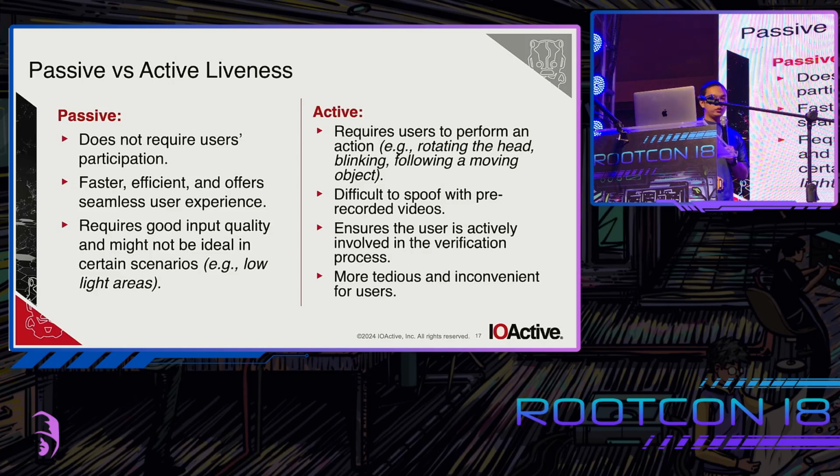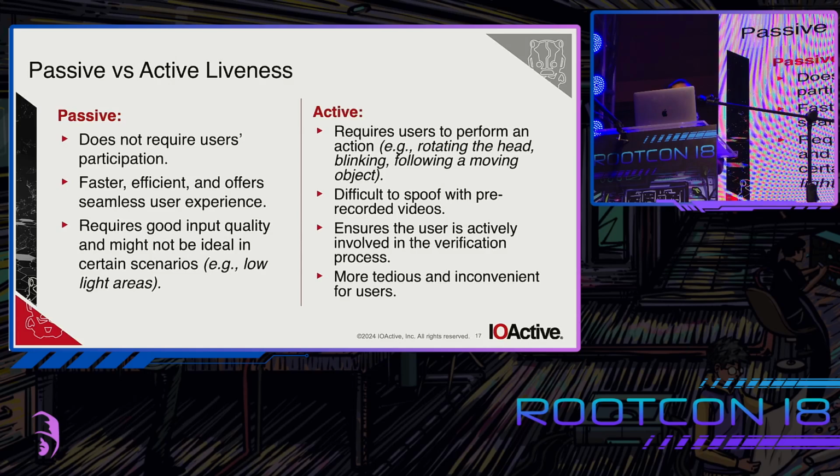And we have two types of facial liveness. One is passive liveness detection, and the other is active liveness detection. In passive liveness detection, the users are not required to perform any tasks. So it's easier for the users, faster and efficient, and commonly used by companies that have a large user base. Whereas in active liveness detection, users are required to follow some instructions. Some of them are random, some of them are not, such as following a dot on the screen, moving or tilting their head, or blinking and smiling.